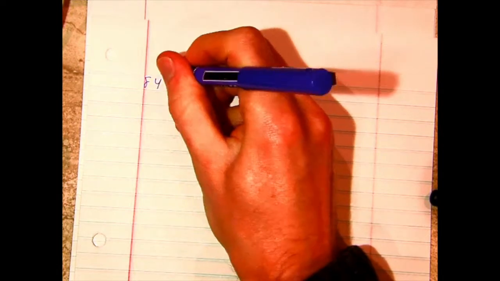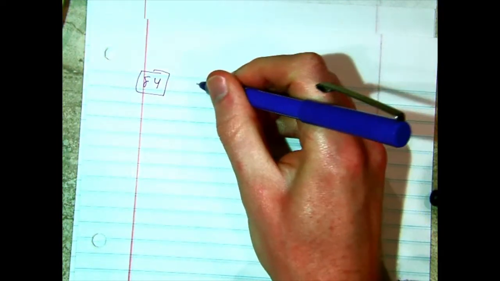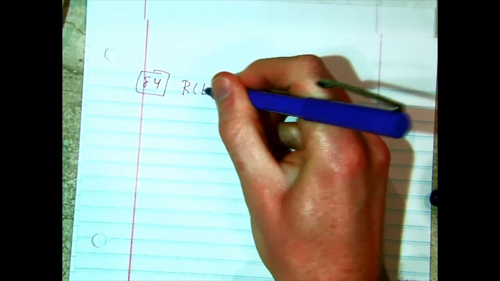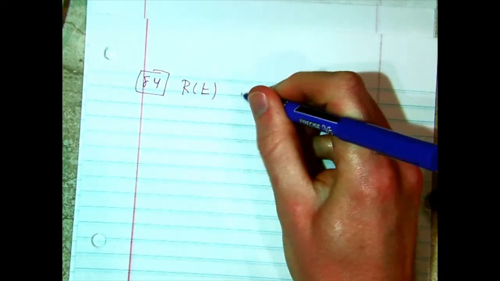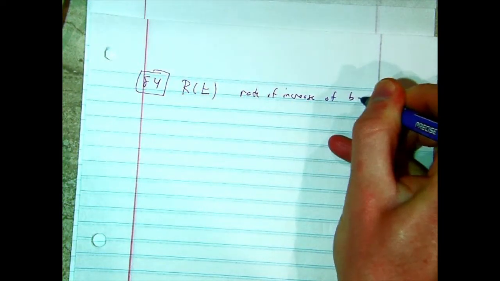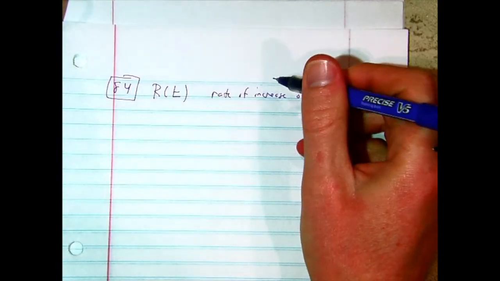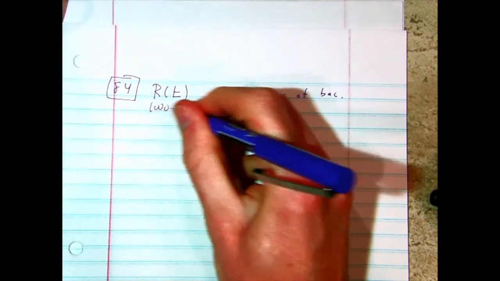Moving on. Let's have a look at number 84. It says the number of bacteria in a container increases at the rate of R of T bacteria per hour. So R of T is the rate of increase of the bacteria. They tell us there are 1,000 bacteria at time t equals 0.